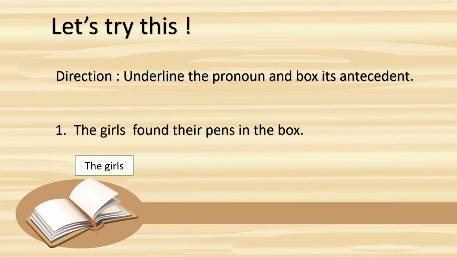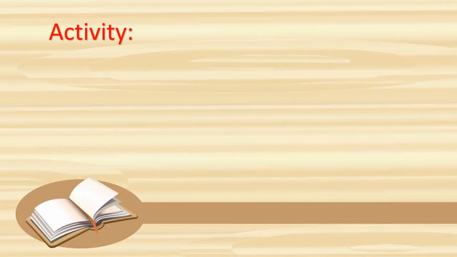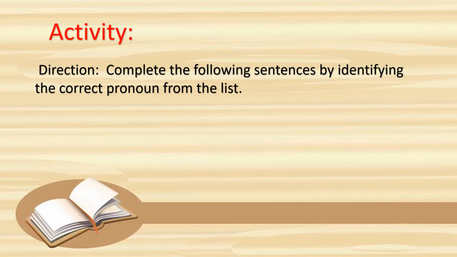Okay, the girls found their pants in the box. Their is our pronoun referring to our girls. So that's it. Their is being underlined. Then girls is being boxed because it's our antecedent. Then try to look at your pronoun in terms of number. Is it singular or plural? All right, plural, right? Then that's it. Very good. All right, so here we are for another activity.